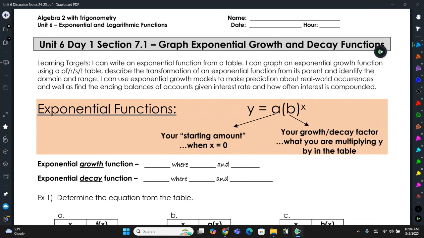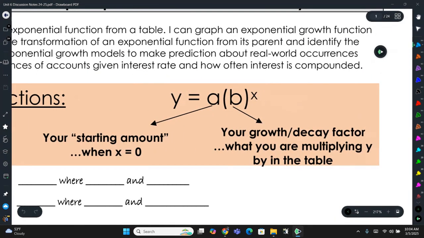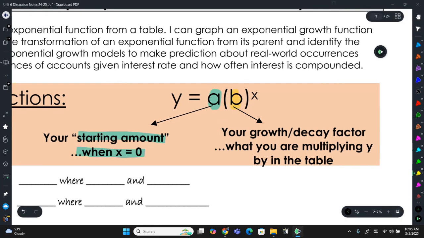An exponential function is written in the form y equals a times b to the x power. Now your a value, this number in front, that is your starting amount when x is equal to 0. Then we have this b raised to some x power. And the exponent being x, that's how you can tell this is an exponential function. If your variable is in your exponent, it is an exponential function.